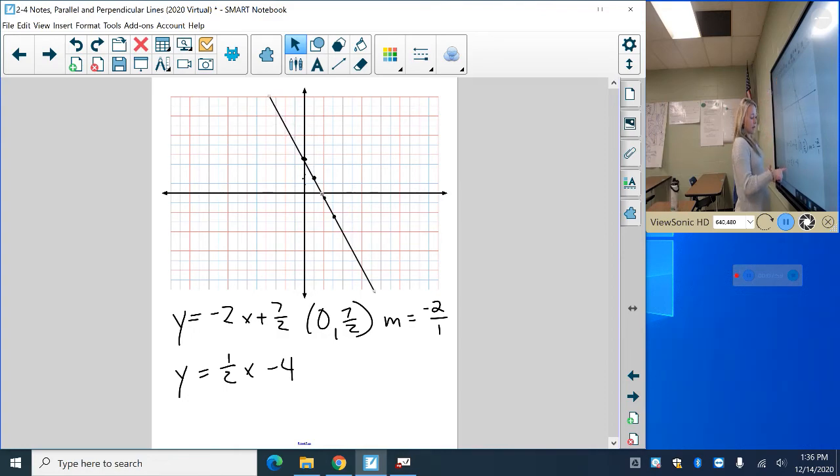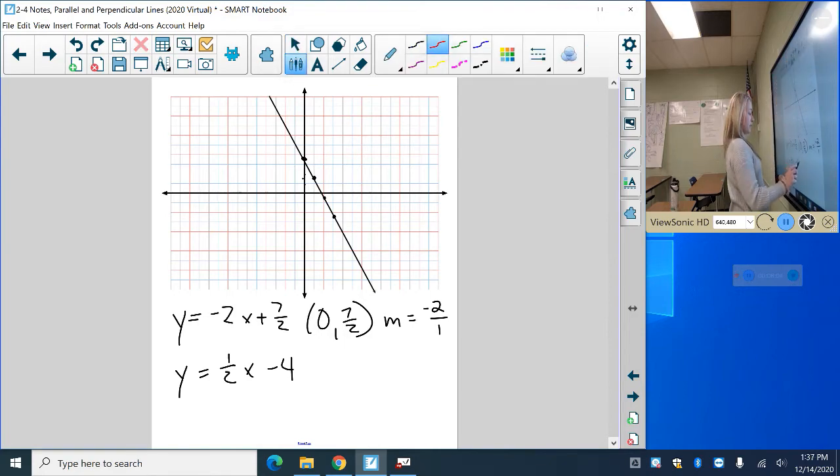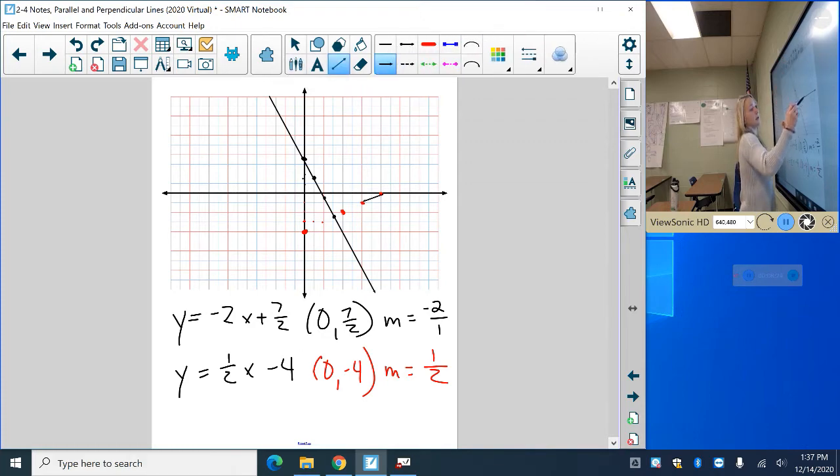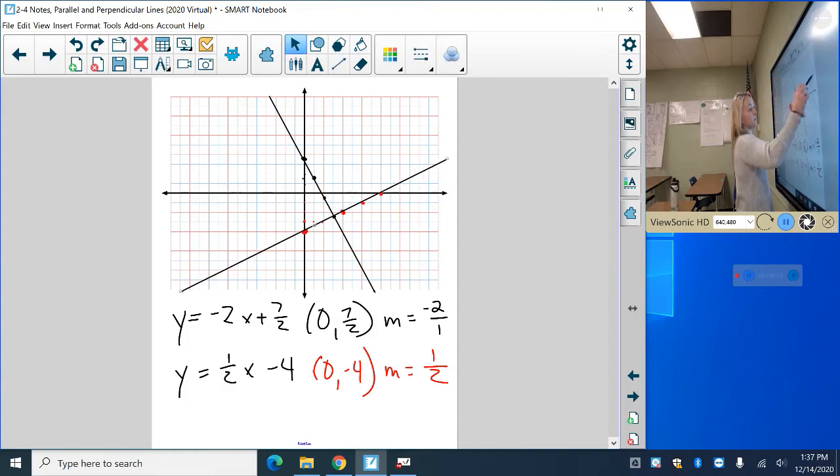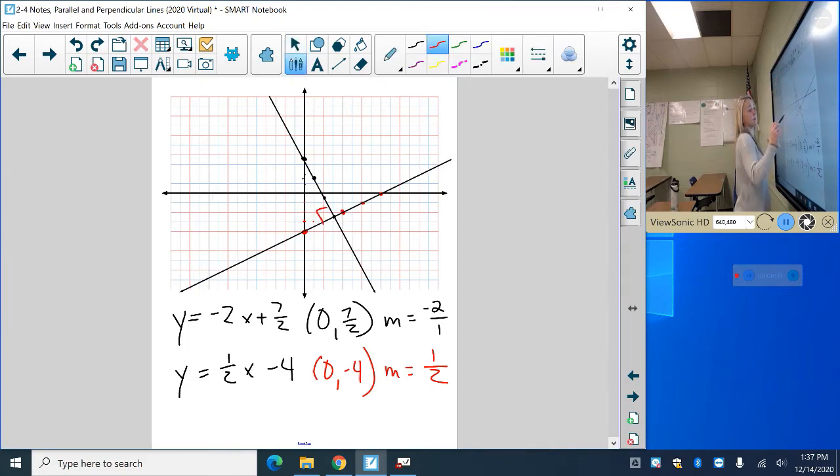There we go. And then I have y equals 1/2 x minus 4. I'll make that a different color. So I have (0, -4), and my slope is 1/2, so I'm going to go up 1 over 2, up 1 over 2, up 1 over 2, and graph. And almost perfect, it creates a perpendicular line.